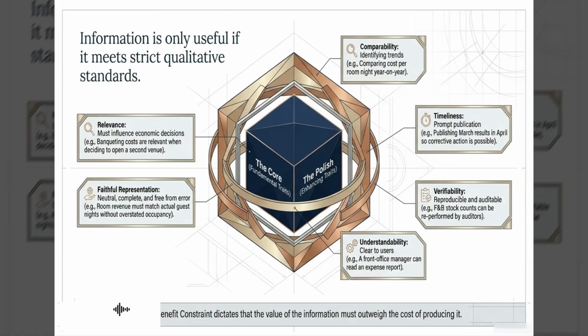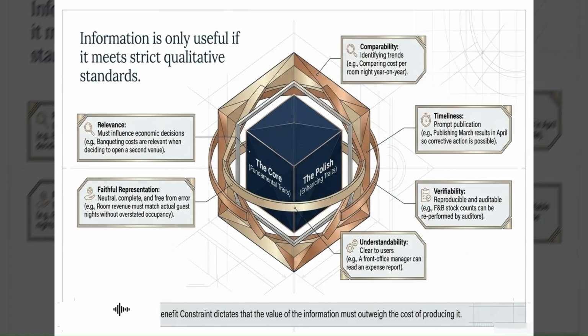Timeliness. Information must be available while it can still influence a decision. Old information loses relevance and eventually loses all value. Publishing March results in April lets you correct course in May. Publishing March results in September means you have simply documented a problem you can no longer fix.